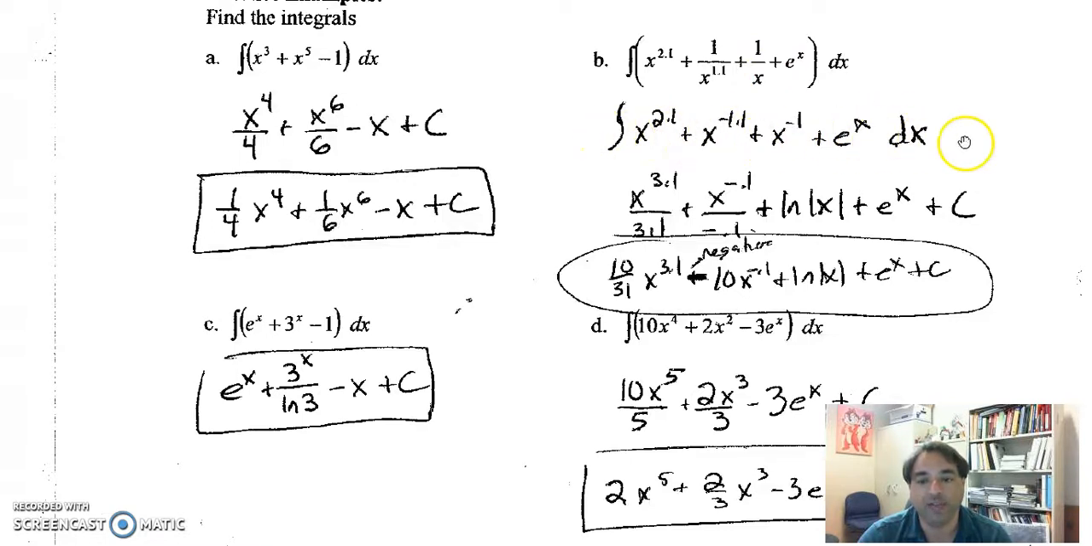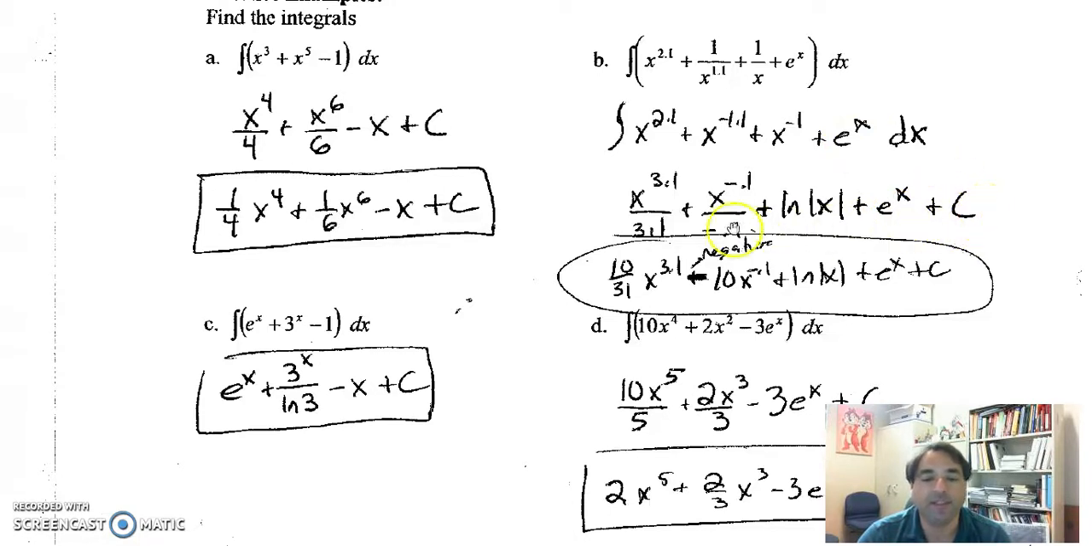Now remember, we haven't taken the integral yet, now we will. So, the integral of x to the 2.1, we add 1, which is 3.1, and then divide by 3.1. X to the negative 1.1, we add 1, we get negative 0.1, and then divide by negative 0.1. X to the negative 1, when we add 1, we get 0, and we can't divide by 0. Oh, remember, that's a special case. So the integral of x to the negative 1 is ln, natural log, absolute value of x. Plus, the integral of e to the x is e to the x. Don't forget your plus c at the end.